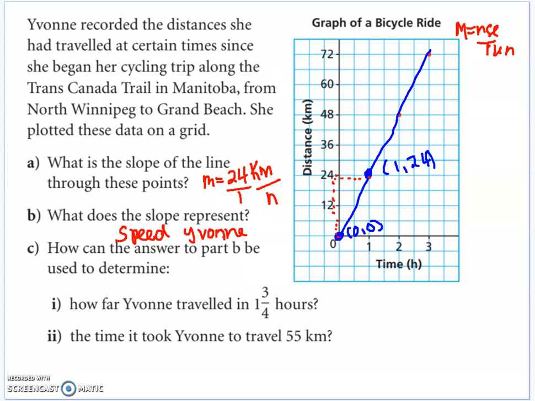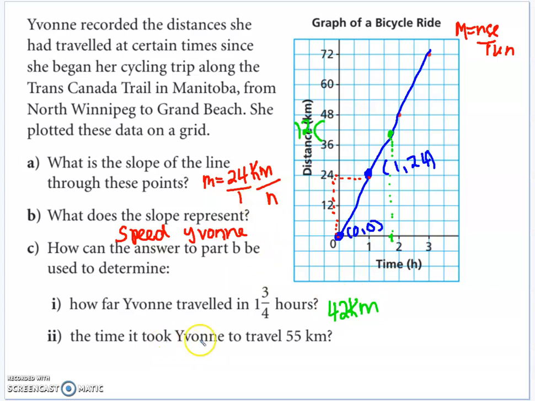Now let's do this. Part B kind of looks like what we were doing in chapter 5. How far has Yvonne traveled in 1 3/4 hours? Here's 1 hour, here's 2 hours, here's half. So 3/4 is going to be around here. I'm going to move up to the graph. We could say that's probably somewhere around 36 to 48. There's a 12 difference here, so it's probably about in the middle, so about 6 up from here. So maybe about 42 kilometers approximately.